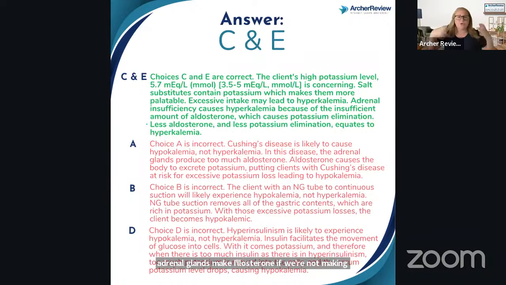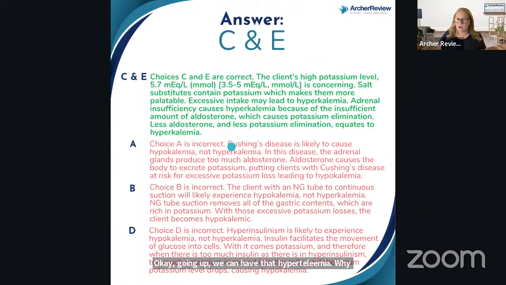Think about what aldosterone usually does to work through this in your brain. Aldosterone really helps you hold on to sodium and water so that your blood pressure can go up. And in exchange for holding on to that salt and water, we get rid of potassium. That's how aldosterone usually works. If we have adrenal insufficiency, we're not making enough of it, so we're going to have less potassium elimination since the aldosterone's not doing its usual thing. And with less potassium elimination, obviously, you guys got it at this point, K going up, we can have hyperkalemia.